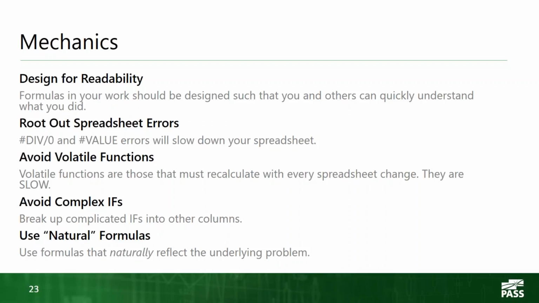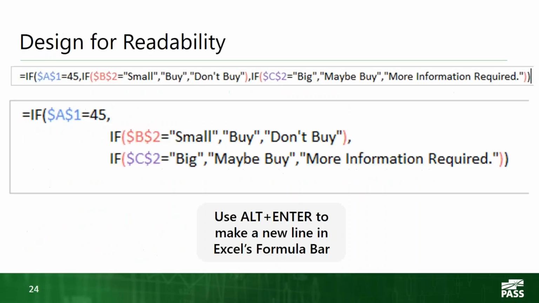And you should also avoid volatile functions. So volatile functions are things like offset, today, now, indirect, which is unfortunate because it's a great function, but those really do slow your spreadsheet down. They require recalculation, and we'll talk about those in the next few slides. Avoid complex ifs, and finally use natural formulas. What does that mean? It means formulas that naturally reflect the underlying problem, and in that way we can encode development memory.